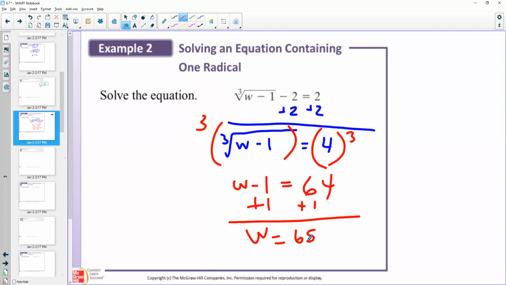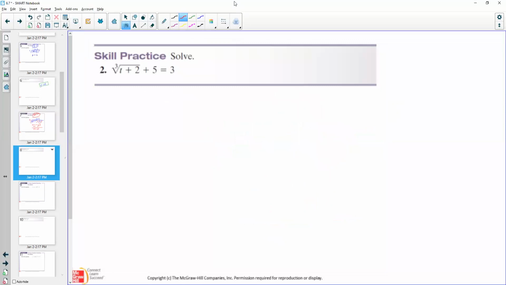If I put 65 in here, minus 1, that's going to work out. I'm going to get a positive answer. So we're all good. Try this one. Same idea. Move the 5 first. When you get finished here, the answer should be t is negative 10.